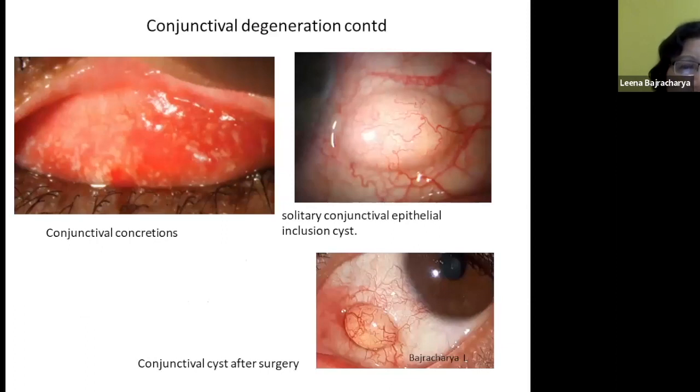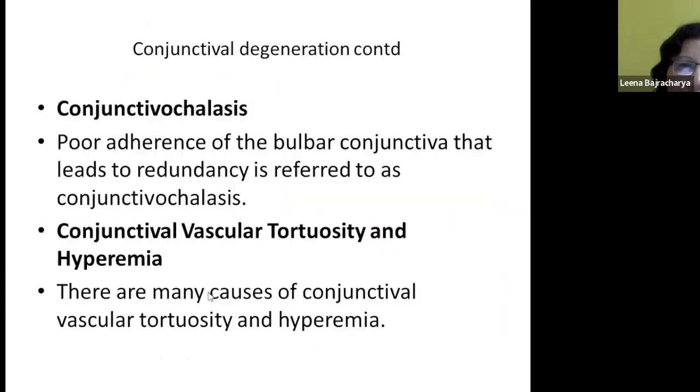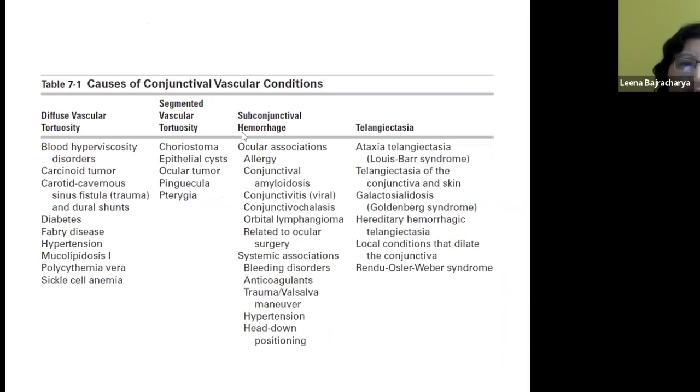Conjunctival degenerations also include conjunctival concretions and conjunctival epithelial inclusion cysts, which are also quite commonly seen. Usually treatment is required if symptomatic, and multiple punctures can be done, or even excision if recurrent. Another is conjunctival chalasis, which is poor adherence of the bulbar conjunctiva, and there may be conjunctival vascular tortuosity and hyperemia of the ocular surface. These are the causes of conjunctival vascular conditions, which I want all of you to go through.